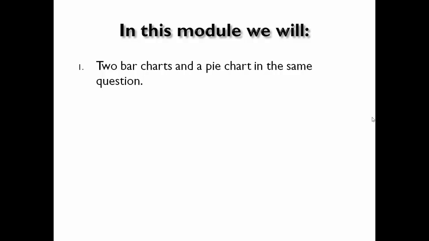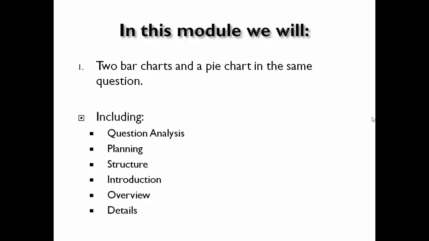So let's look at what we're going to do in this module. We're going to look at two bar charts and a pie chart in the same question. Sometimes you will just get a bar chart, or you will just get pie charts, but sometimes you will get two different types of graph in the same question. So we're going to look at how to deal with those in this module. And just like the other modules, we're going to look at these things step by step to talk you through how to do these types of questions.